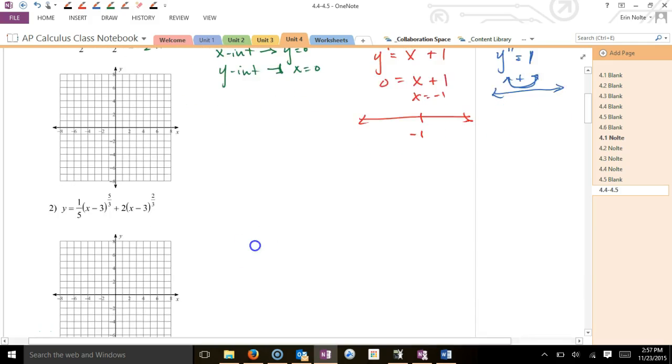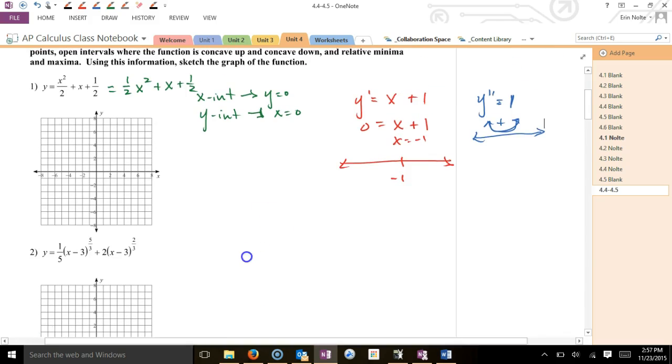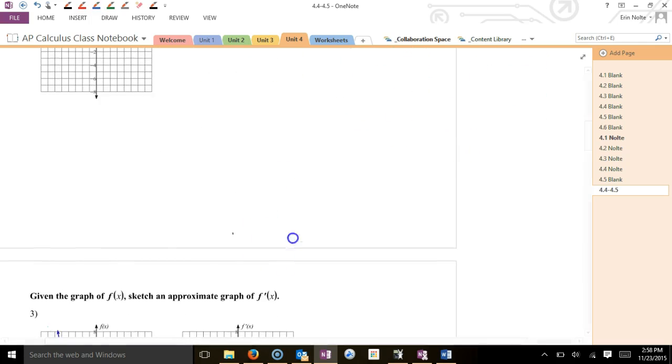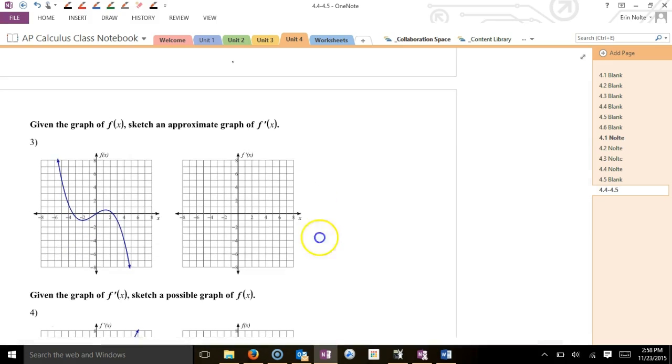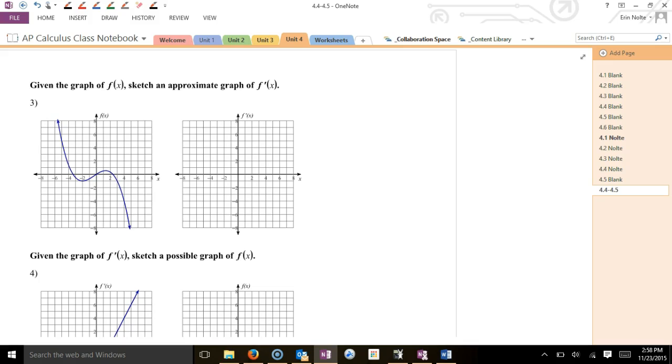Okay. Now this one is a little bit more fun. Basically the same steps are going to happen, but you're going to have some more stuff going on between here and here. Okay, so questions 3 and 4 are exactly like what I just did in the notes today.